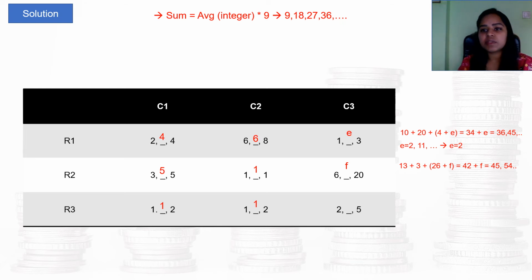Again we'll look at the multiples of 9 which are greater than 42. So 42 plus F can be 45, 54 and so on. Hence F can be 3, 12, 21 and so on. Now we know that the limits of F are 6 and 20. So there's only one value possible between these two, that is F is equal to 12. Next let's look at row 3, column 3. The missing detail, we'll take it as G, and we'll continue the same procedure and we'll get G as 3.